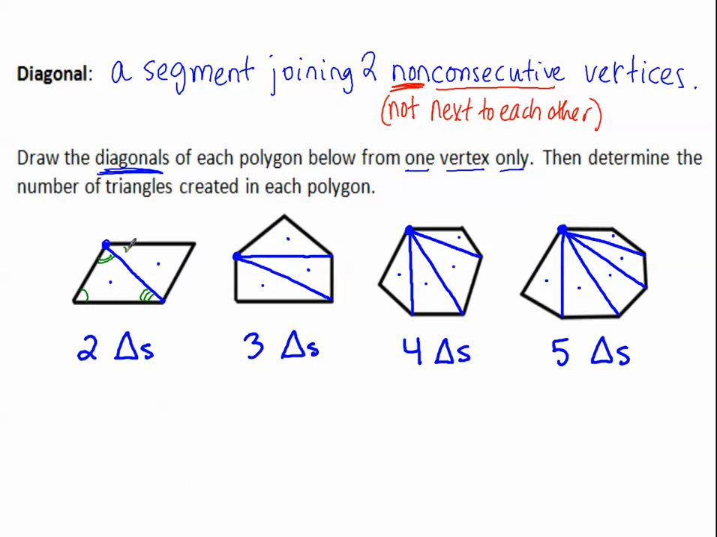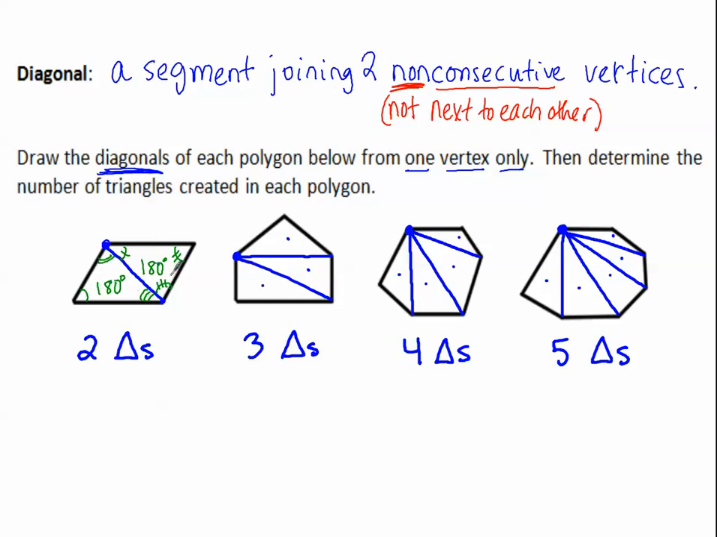Then there's another triangle here, 1, 2, 3 angles. Well, how many degrees do these 3 angles add up to? 180 degrees. How many degrees do these 3 angles add up to? 180 degrees. Why? Because they're triangles. All triangles' interior angles add up to 180 degrees.